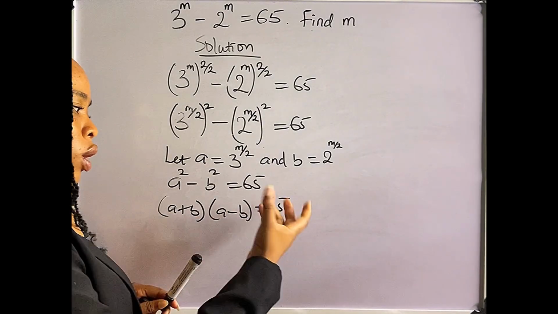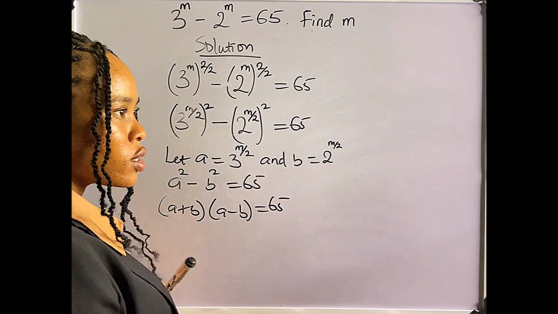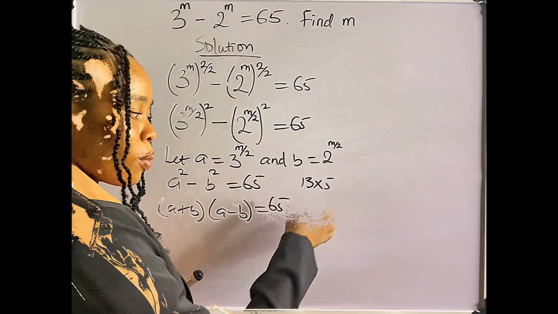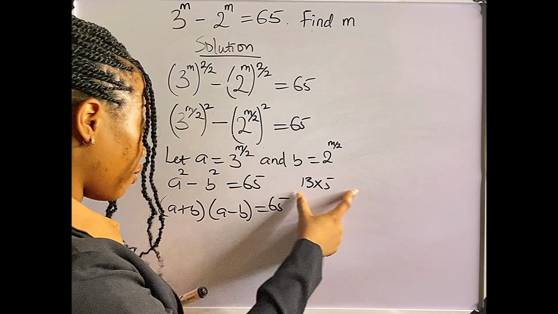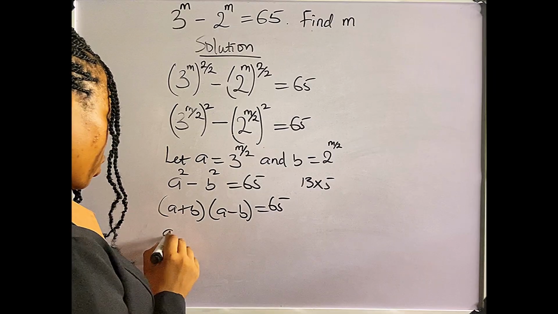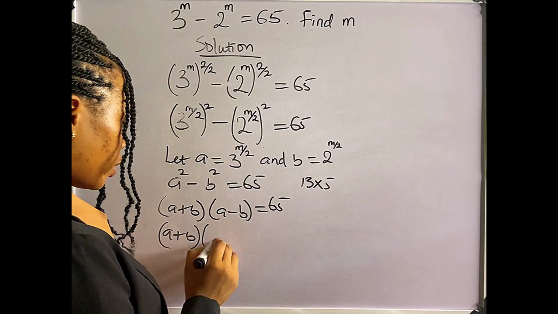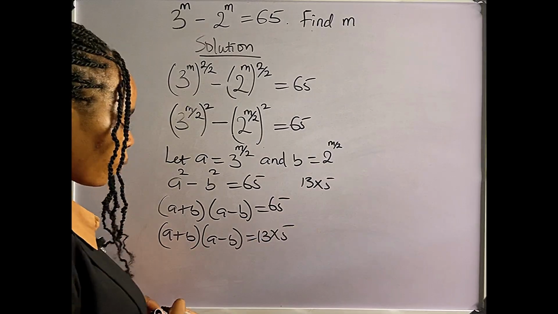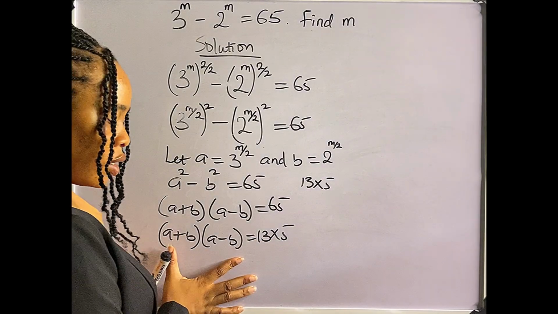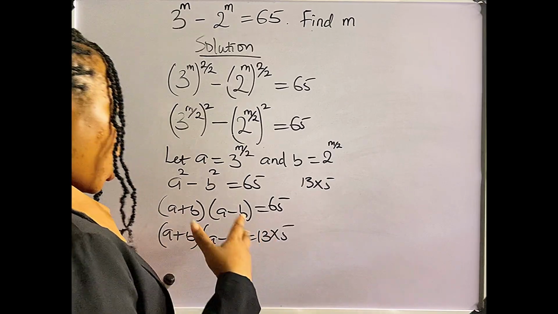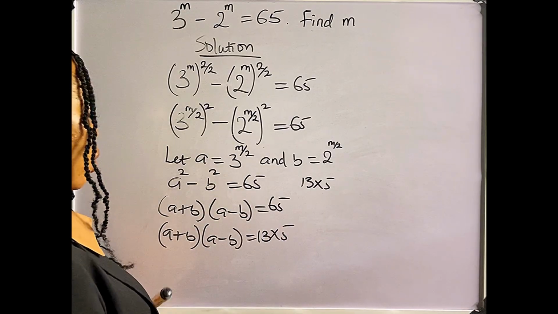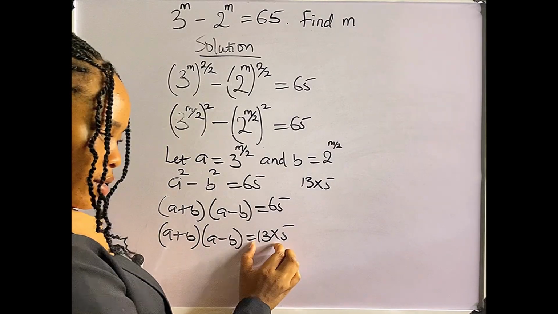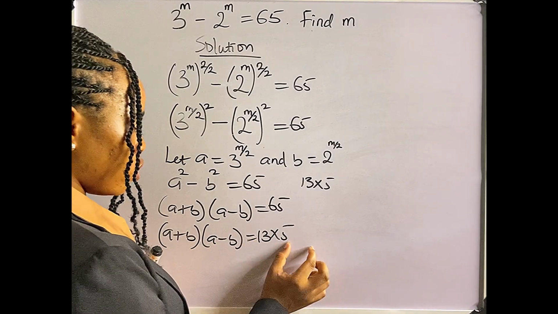Now 65 can also be written as, we know that 65 is 13 times 5. I'm going to replace 65 with 13 times 5, so this will become a plus b bracket a minus b equals 13 times 5. Now you see that these two are multiplying themselves to give this. So from here, this implies that a plus b equals 13 and a minus b equals 5.